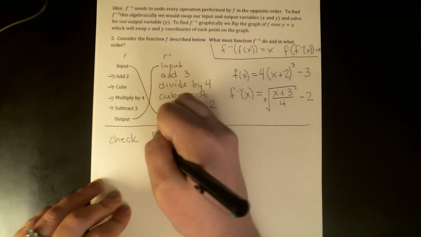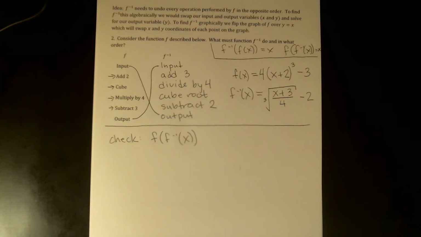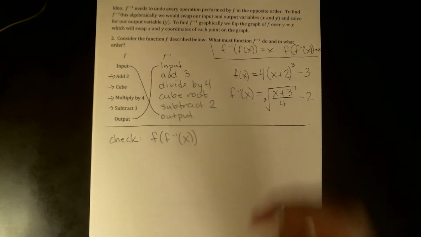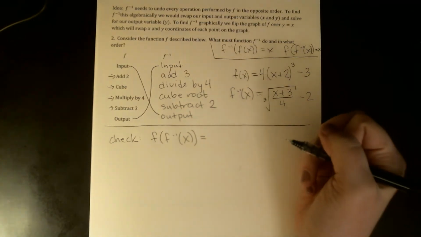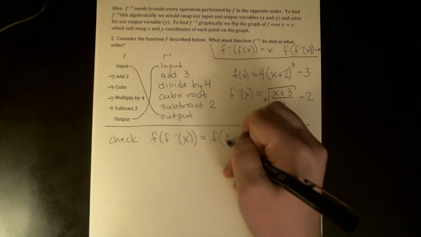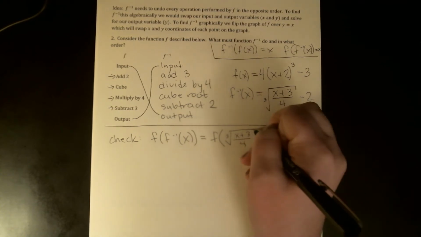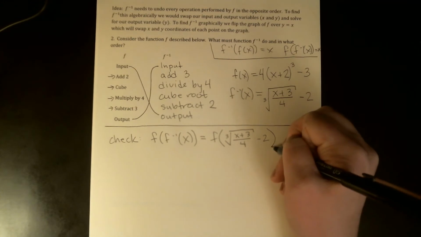Let's try f of f inverse of x. And again, it should work both ways. I'm just going to walk through one right now, but it should work both directions. So f of f inverse of x will be f of the cube root of x plus 3 divided by 4, minus 2.